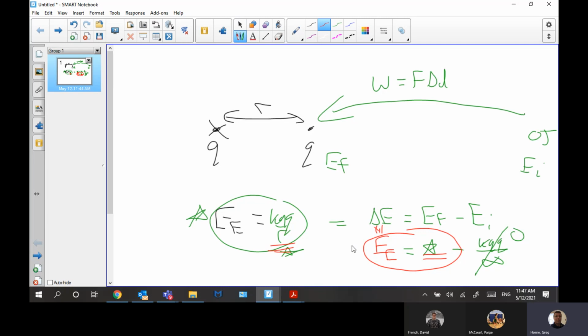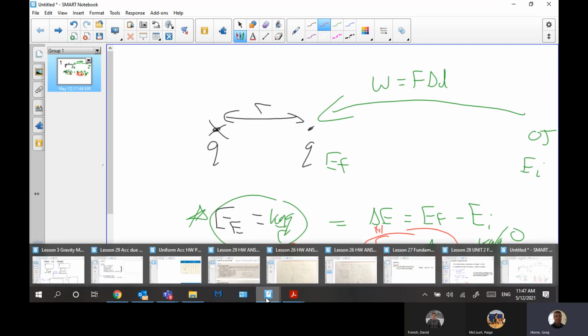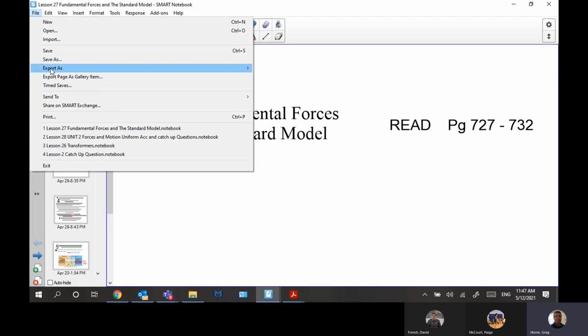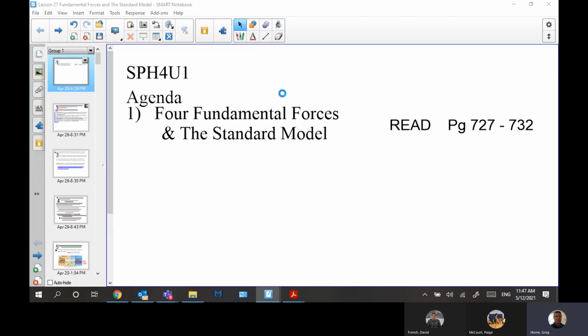That's what I'm here for. Good stuff. Keep saving stuff here. Export as.